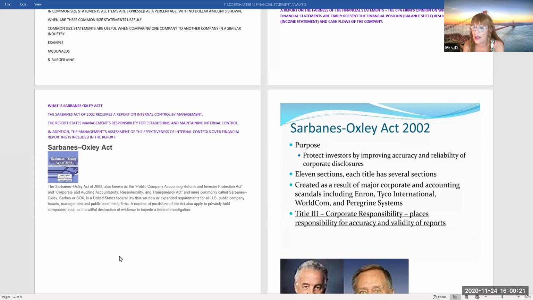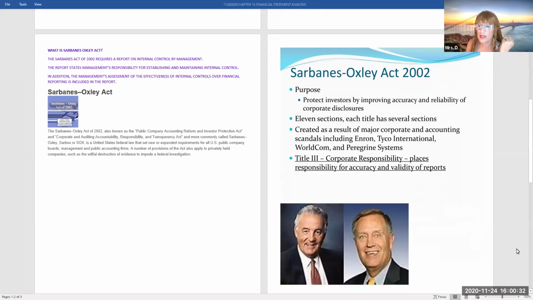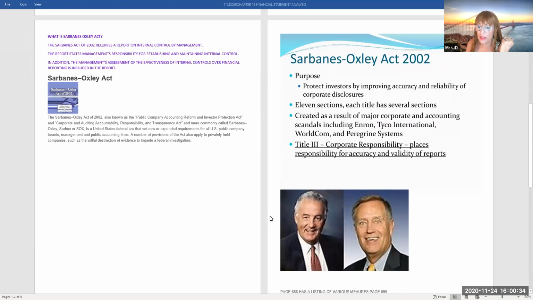Now, the way that this act got its name is because it's named after two gentlemen that came up with this idea. One of them is Senator Sarbanes, that's this man over here. And then there was Commissioner Michael Oxley. So what is the purpose of this act? And then, by the way, President Bush signed this act into law. So what does it do?